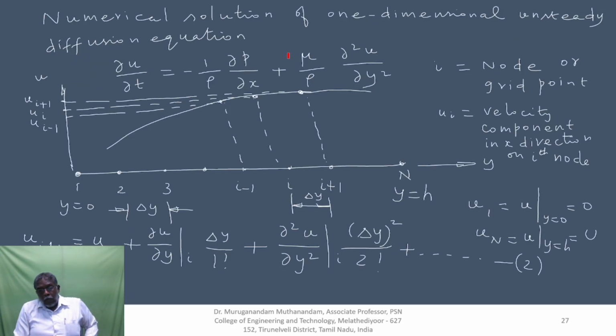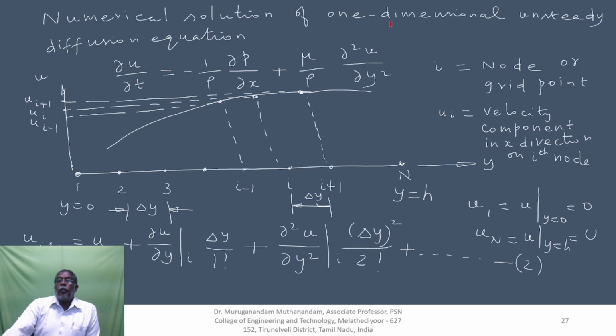When we go for more and more number of terms on the right hand side of the Taylor series to approximate the left hand side function, the error decreases, the accuracy of the solution increases. Now we use this concept of the Taylor series for the given problem, numerical solution of the one-dimensional unsteady diffusion equation.